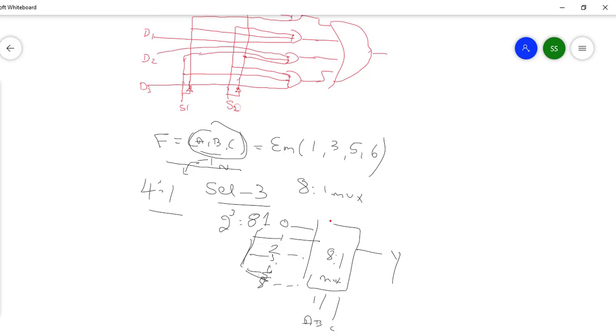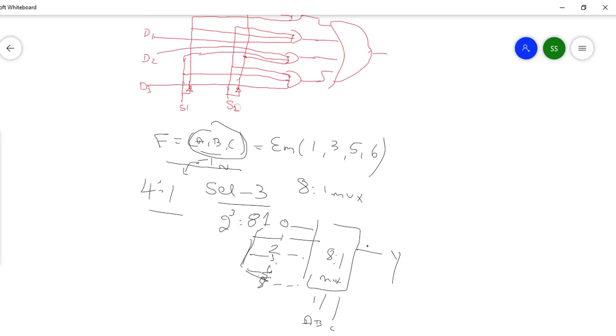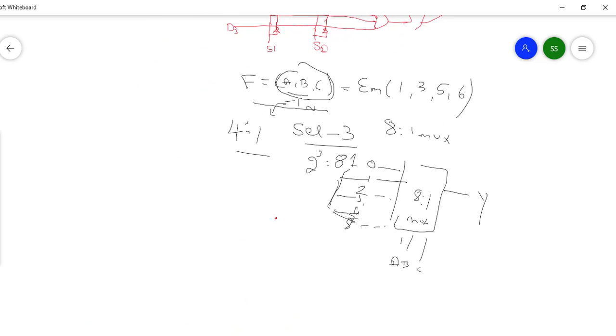But how to convert this into a 4 is to 1 mux? Previously we did the 4 is to 1 mux using F of ABC. ABC means 3 variables, yes or no? For 3 variables we took a 4 is to 1 mux. Now how to convert this into a 4 is to 1 mux is challenging, so listen carefully how to do that.